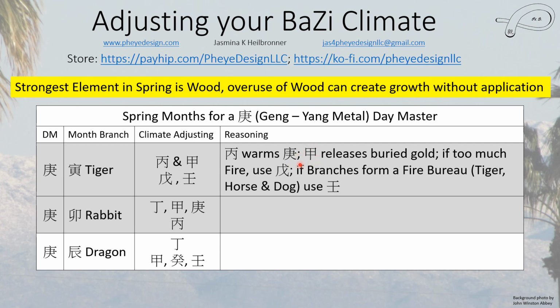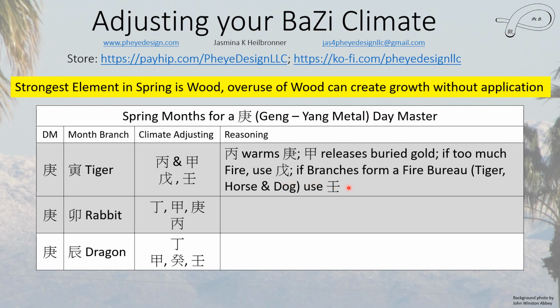The Jia wood, the roots of the tree, break up the soil and release the buried metal. I mean, they usually call it gold, but it really just means metal. If you have too much fire, then you need to use the earth to reduce it because fire produces earth. And so you use Wu, Yang earth, to reduce it.